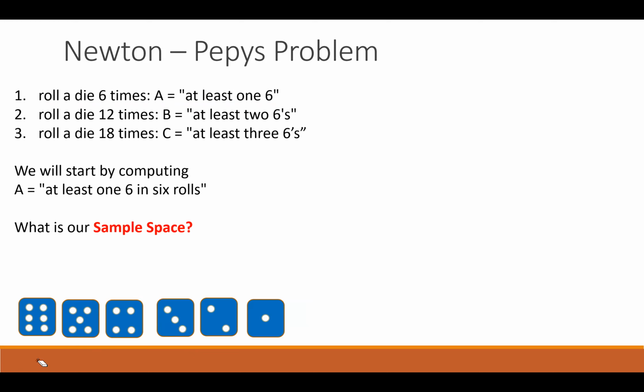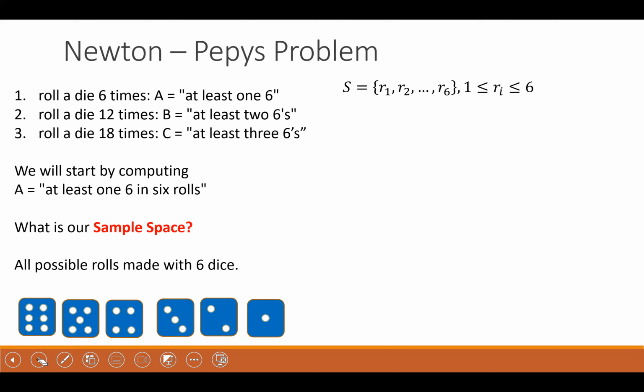Okay, so we're doing our experiment. We're rolling 1 die 6 times, or 6 dice, however you want to phrase it. So our sample space is all of the outcomes of rolling 6 dice. And the size of our sample space, well, we're going to write it like this. R1 is roll 1, R2 is roll 2, all the way up to roll number 6, and each of them has 6 possible values. So what is the size of our sample space in this case?